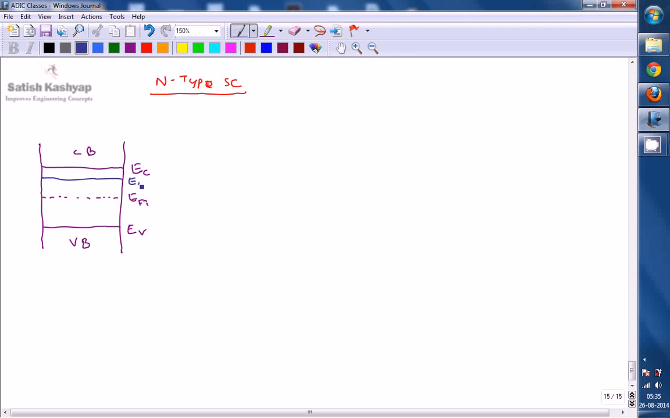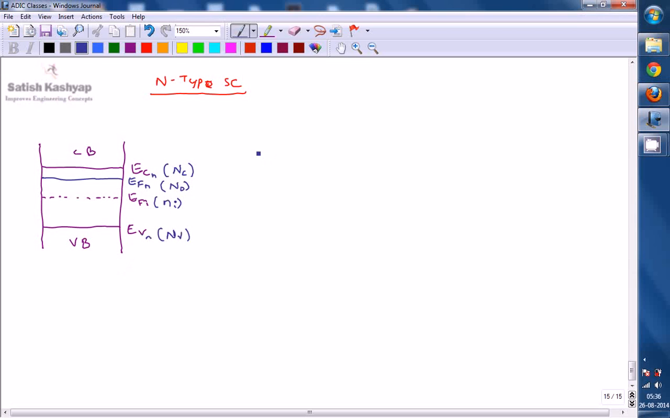This is EFN. So ECN and EVN, since we are relating to the n-type semiconductor: ECN is going to be related to NC, which is the effective number of available energy levels in the conduction band. EVN is related to the effective energy levels available in the valence band, that is NV. And EFI is related to the intrinsic carrier concentration. EFN is related to the donor concentration.